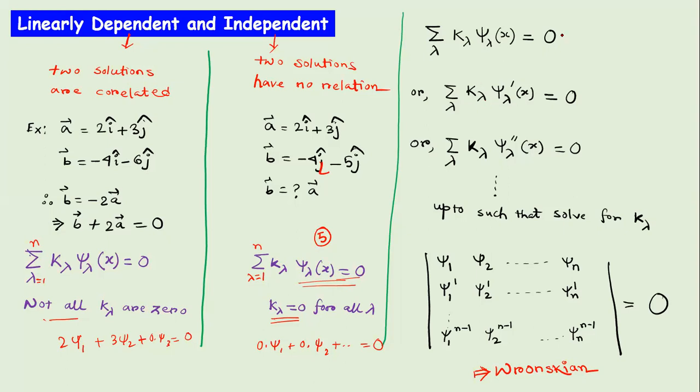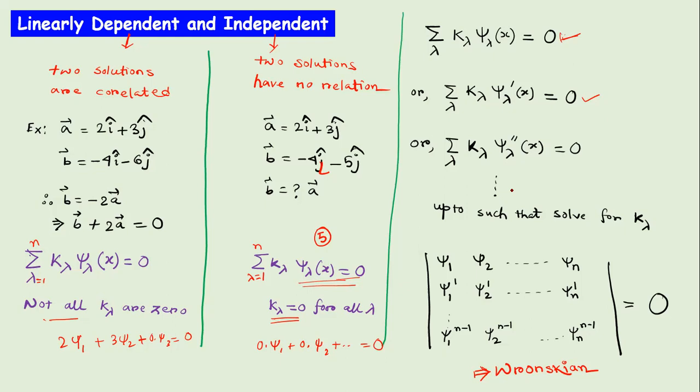Take this linear combination. If we take the first derivative, then we get this one. The constant's derivative is 0, so this is a function of x, so the derivative of psi lambda is psi prime lambda of x, and then the second derivative like that. If you have 5 constants, you need to differentiate up to 4 times, such that you get the 5 equations.